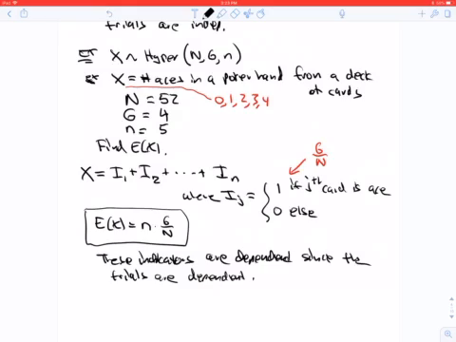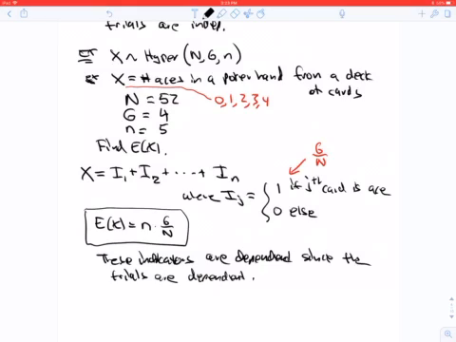So the values here of x would be 0, 1, 2, 3, or 4, because we only have 4 aces in a deck. And so N here is 52, g is 4, n is 5. We want to find the expectation, so we write it as a sum of indicators, where I_j is 1 if the jth card is an ace.